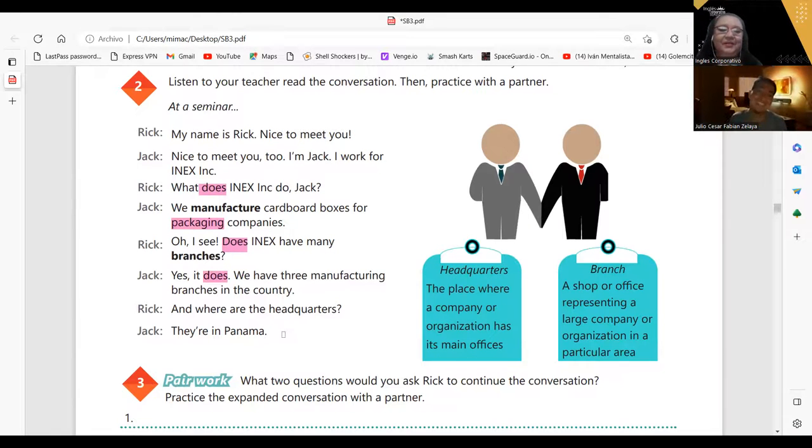Oh, I see, does Inex have many branches? Yes, it does. We have 3 manufacturing branches in the country. And where are the headquarters? They are in Panama. Okay. You just read it as it is written, and no, forget the O and the E. Okay, repeat after me.